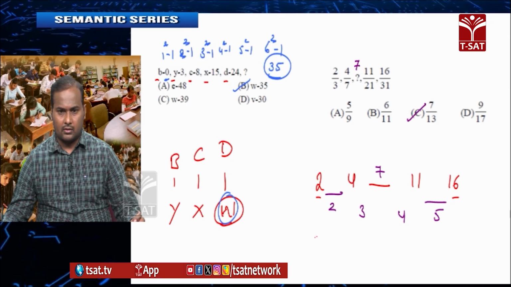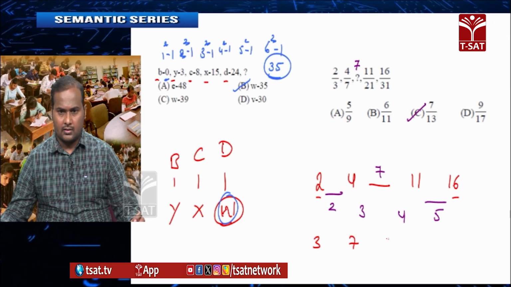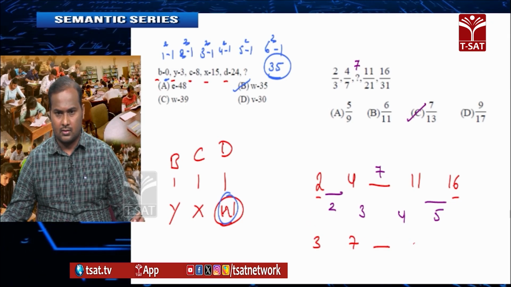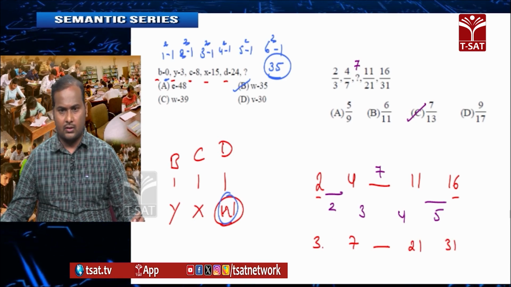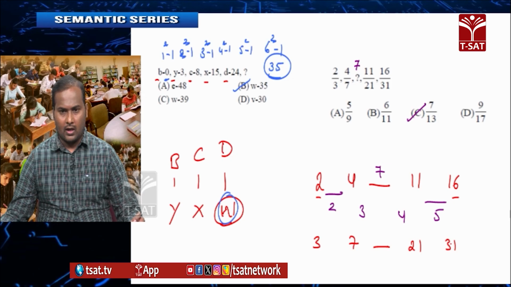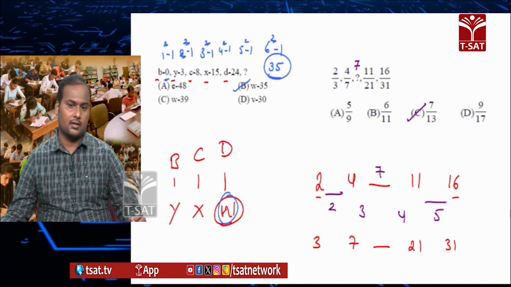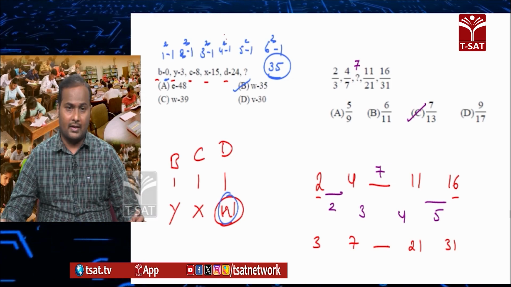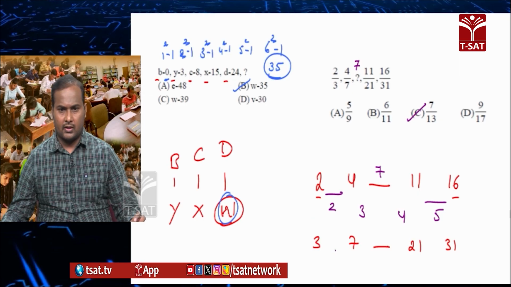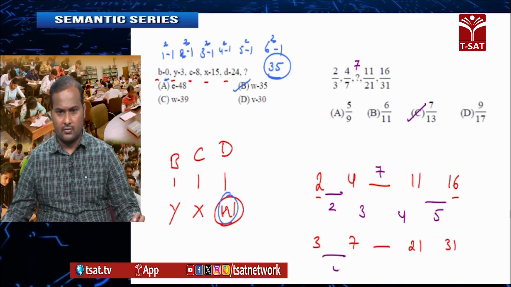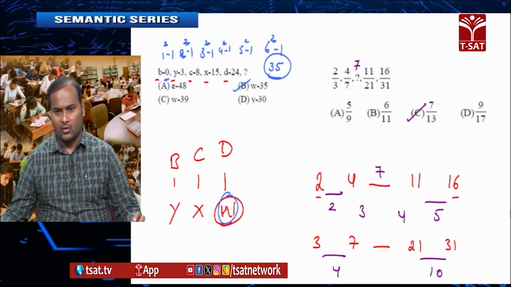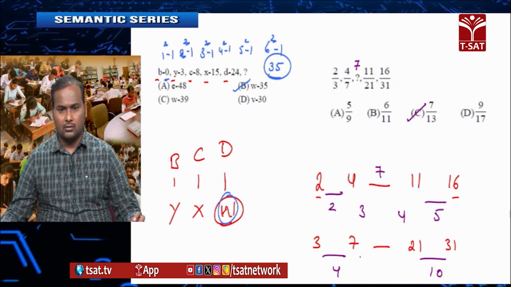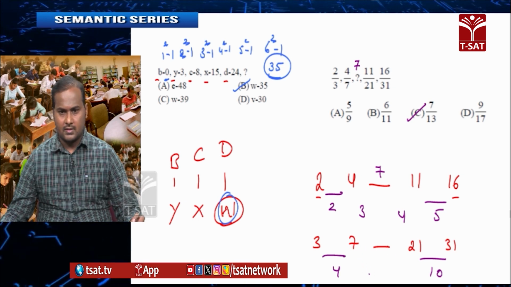In the denominator, the series is 3, 7, find the answer, then 21 and 31. Here also, between 3 and 31 there are extra terms in between, so I will take the difference again. Here the difference between 3 and 7 is plus 4. Between 21 and 31 it is 10. So what might be possible in between? That is 4, 6, 8, 10.